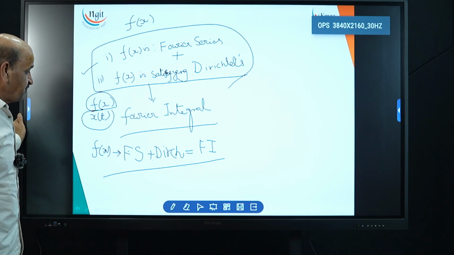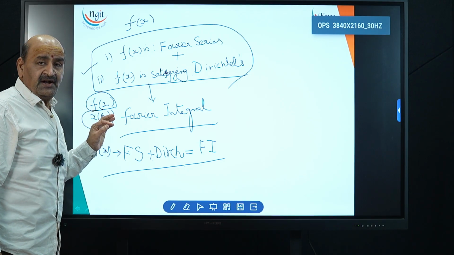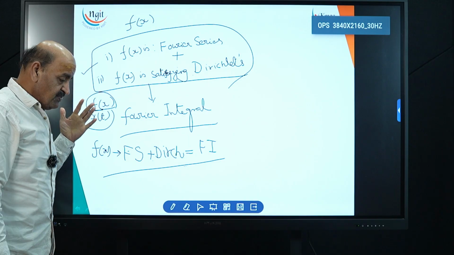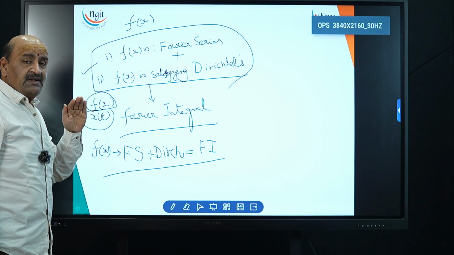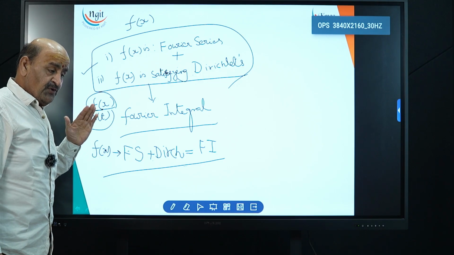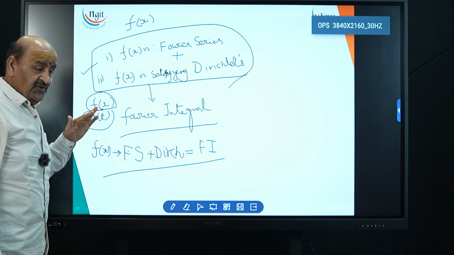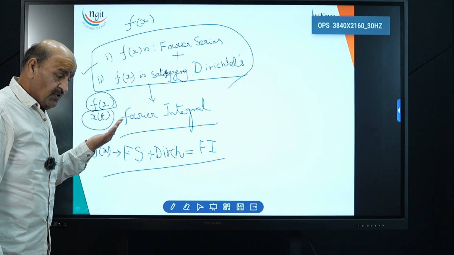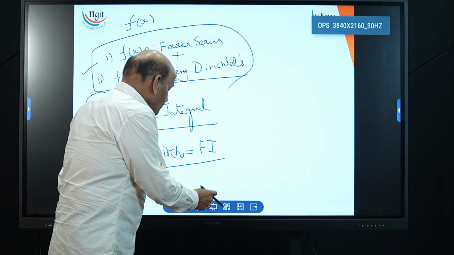Now we have already started the introduction to Fourier integral. As long as we talk of Fourier integral, students have to understand the function can be expressed in terms of Fourier series and also satisfies Dirichlet's condition. No need to repeat it again. Now, this is the Fourier integral.